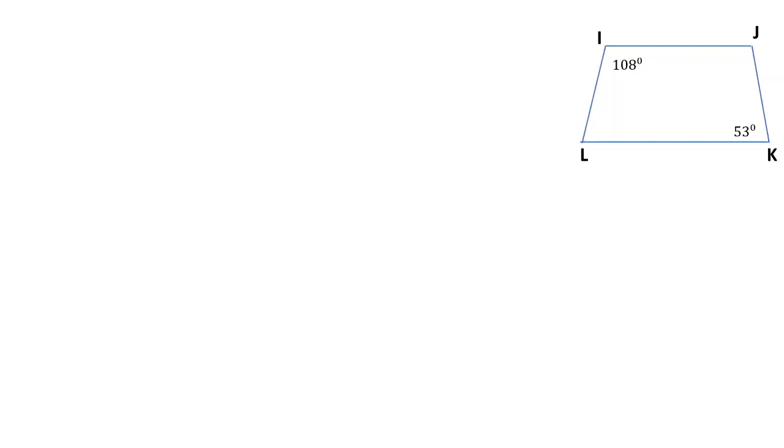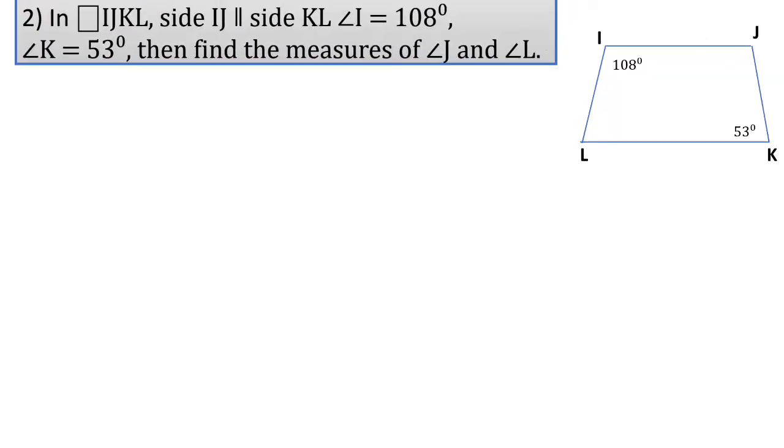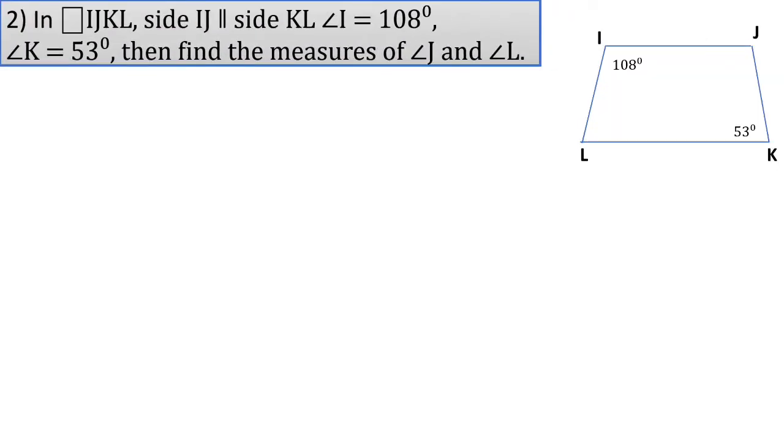Question number 2. In quadrilateral IJKL, side IJ is parallel to side KL. Angle I is given 108 degree. Angle K is given 53 degree. Find the measure of angle J and angle L.